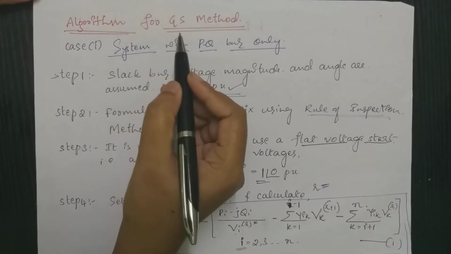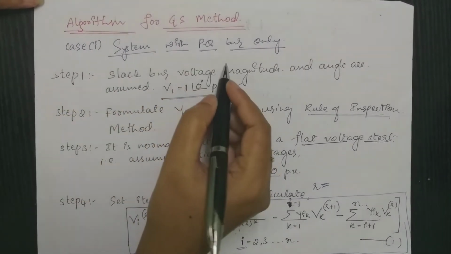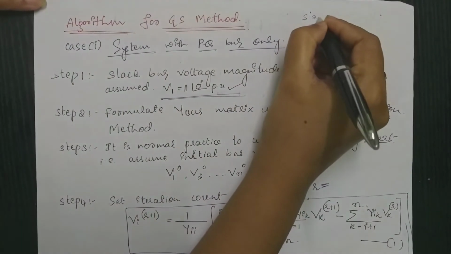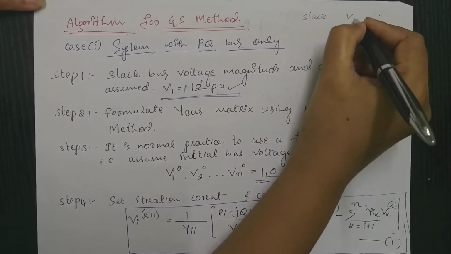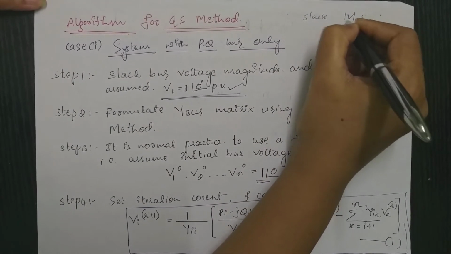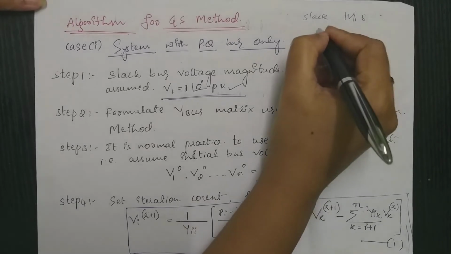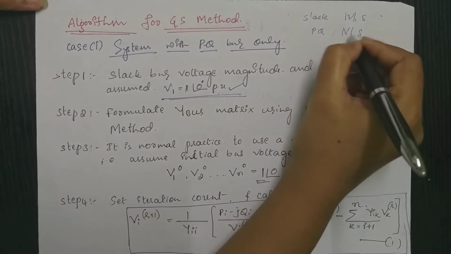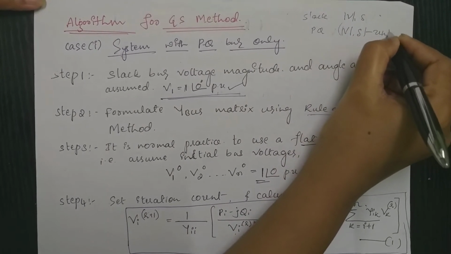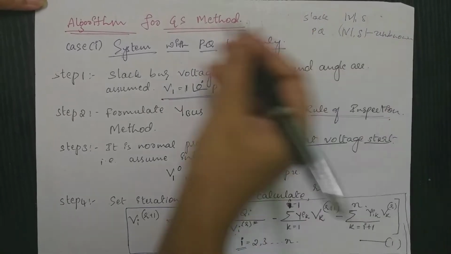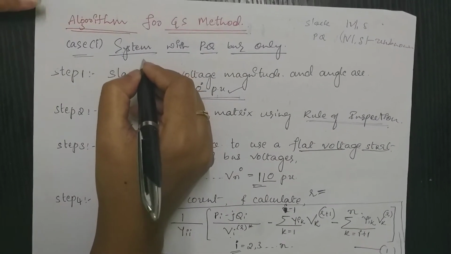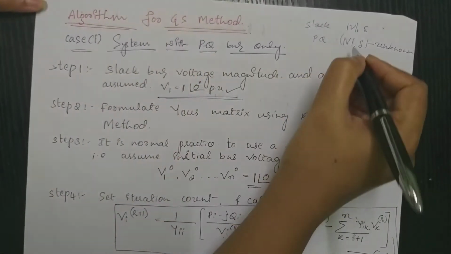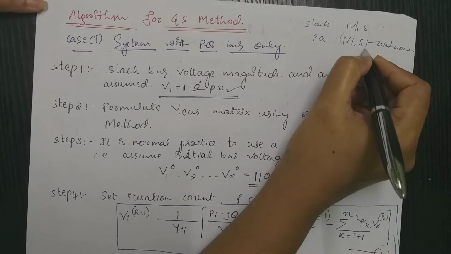Algorithm for GS method. Here, case 1, system with PQ bus only. In case of slack bus, V and delta are known, so there is no need to calculate V and delta. But in PQ bus, we need to calculate the value of V and delta because V and delta are unknown. So we consider the first case, system with PQ bus only. That means P and Q are given and we need to calculate the value of V and delta.